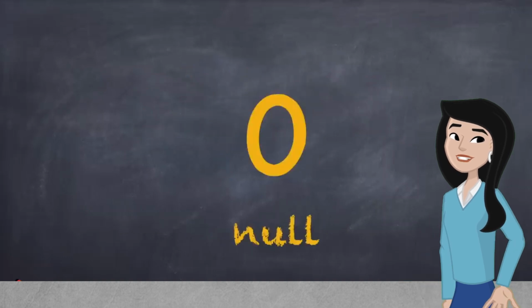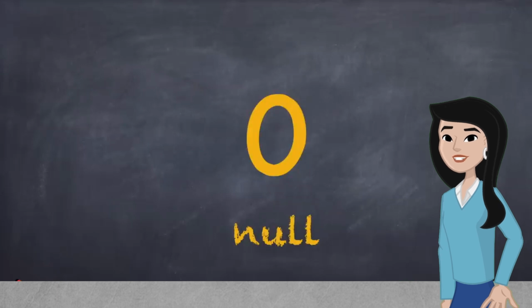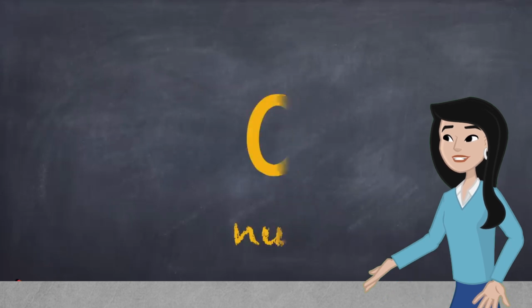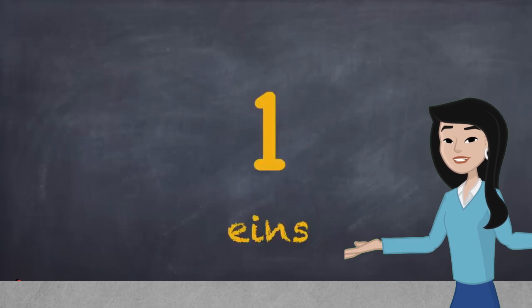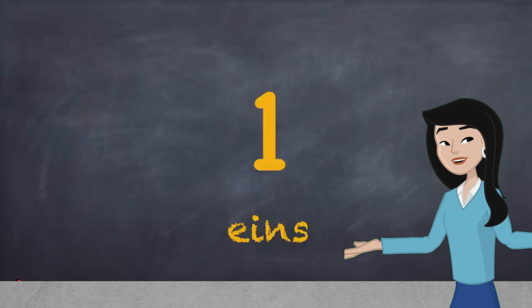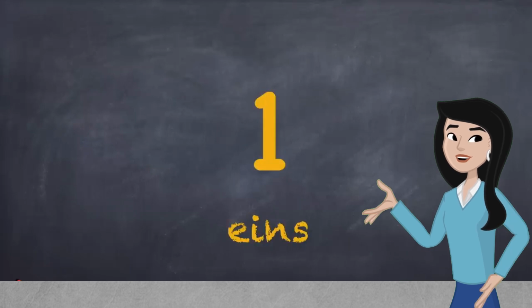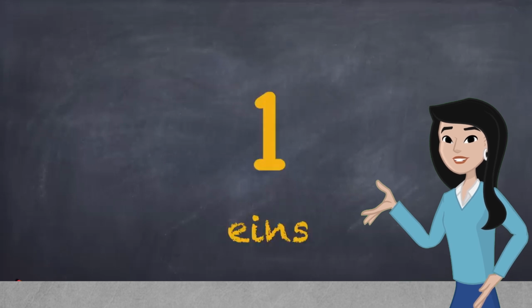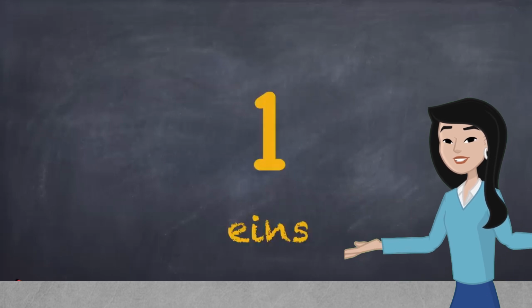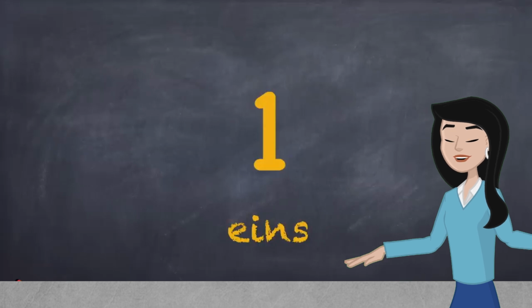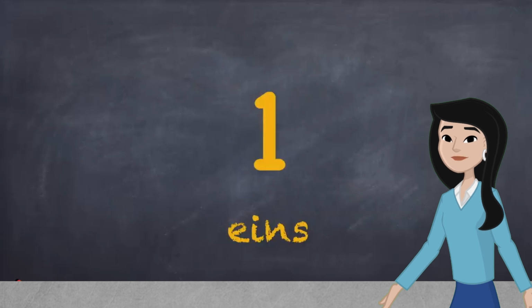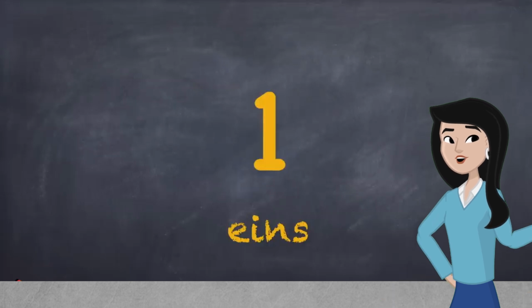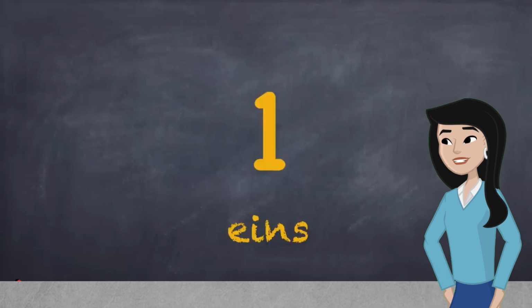Null. Once again, Null. Eins. Once again, Eins. We learned in the previous lessons that S has the sound of Z, but whenever the letter S occurs at the end of a German word or after the last vowel within that word, it is pronounced as in English S.